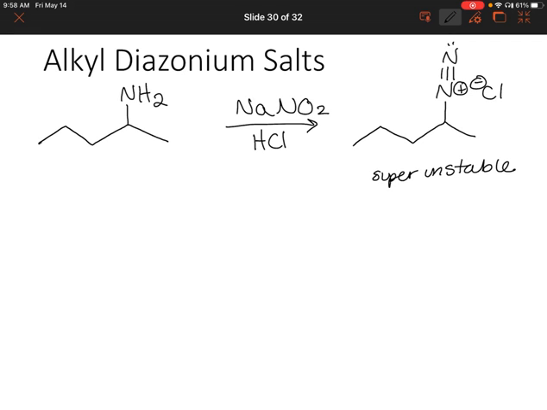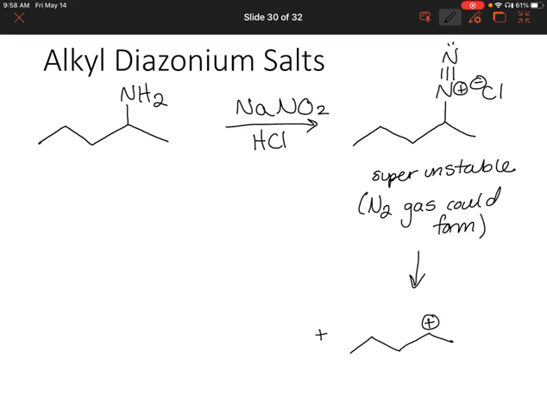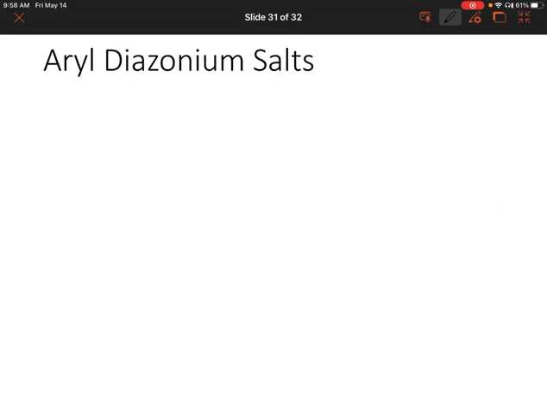And the reason for that is nitrogen gas could form, which could build up pressure. Now, this could be useful in some instances. So, for example, we could end up with a carbocation and nitrogen gas, which the carbocation could then go on to do other chemistry, so that could be useful. But let's look at something that's a little more stable. So let's look at aryl diazonium salts.